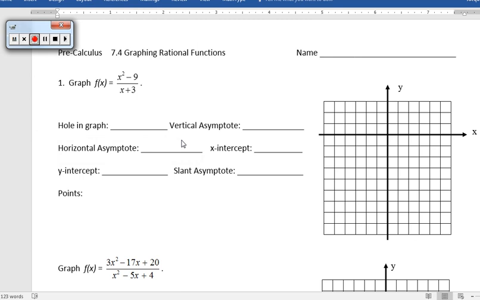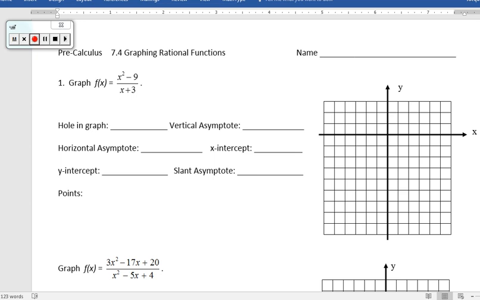Okay, today we're going to start graphing rational functions, section 7.4. We're handing you a separate sheet with a list of things to do in order to graph these. I suggest you read that ahead of time. All right, so I'm looking at number 1 here.